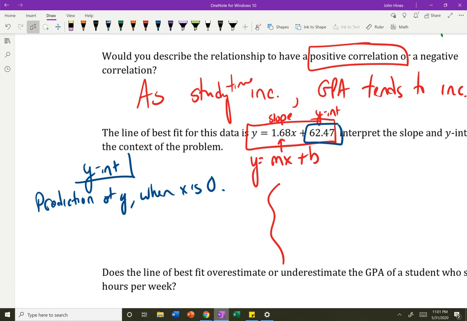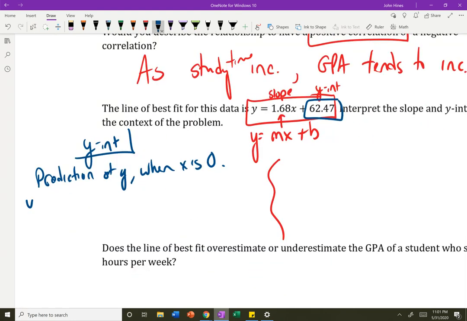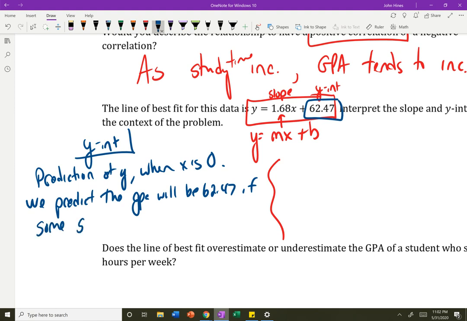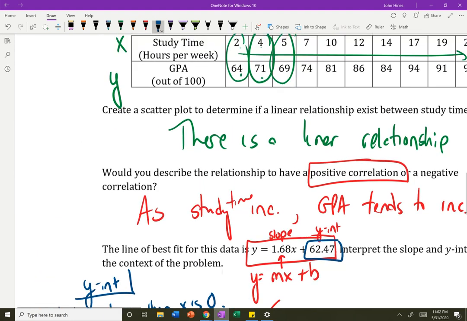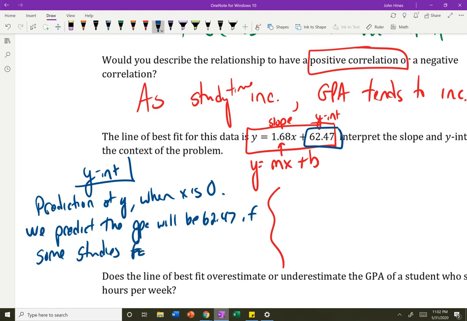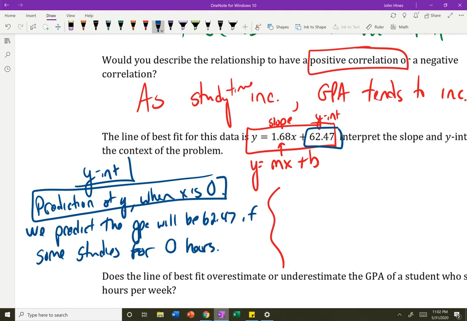So when it's my prediction for y, my GPA, we predict the GPA will be 62.47 if someone studies, that's what x is, for 0 hours. So we're predicting our y value when x is 0. That's what a y-intercept is. We predict the y value will be this when x is 0. It's my starting point. It's the initial value.